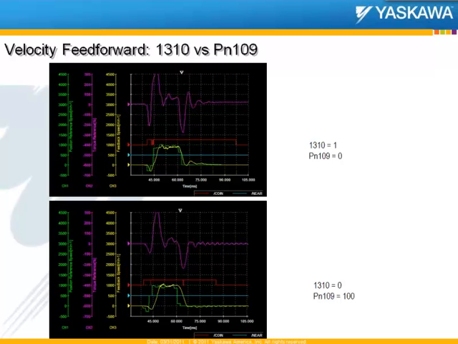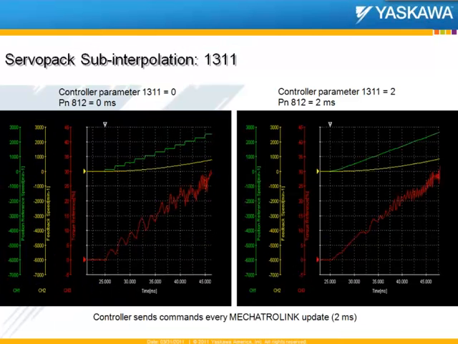The reason is that the speed feed forward component in the servo pack, PN109, is updated at the servo pack interval. So you're getting faster updates on it, so it is not as harsh. The feed forward calculated with this term is not as harsh as 1310 is. Again, there's a difference between these two. 1310 is the controller parameter. PN109 is a servo pack parameter. PN109 gets updated at the servo pack update interval, and 1310 gets updated at the controller or Mechatrolink update interval.